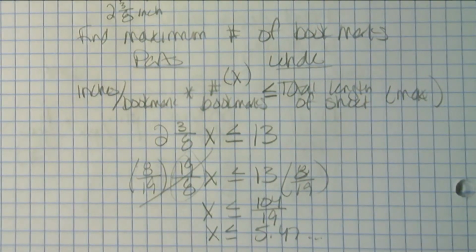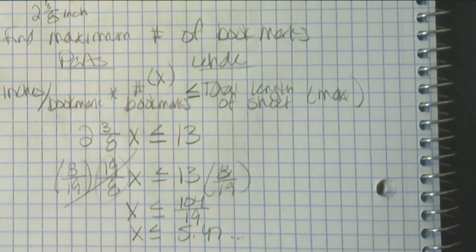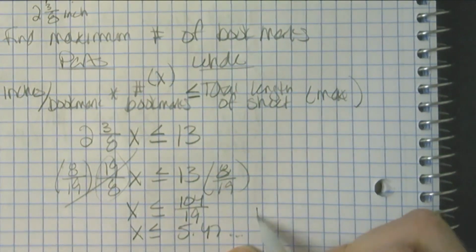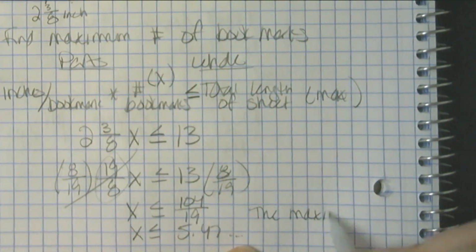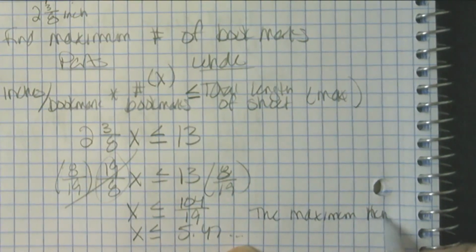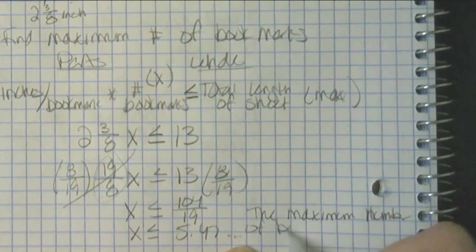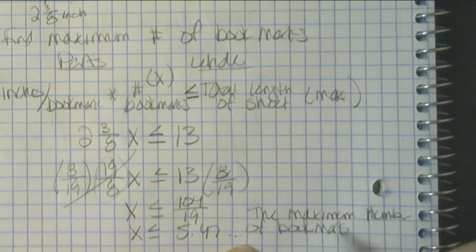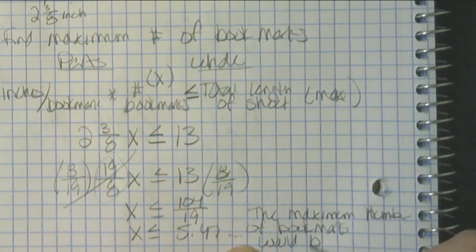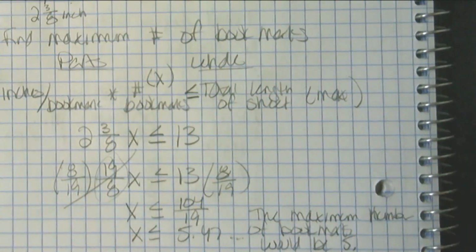Tell me, what did X represent? I didn't leave this as a fraction because at this point, I don't care if it's a fraction or not, because I can't leave it as a decimal or fraction. What did X represent? Patrick? The number of bookmarks. So what would I say is the maximum number of bookmarks then, Patrick? 5. Yep, the maximum number of bookmarks would be 5. Or 5 would be your maximum number of bookmarks.